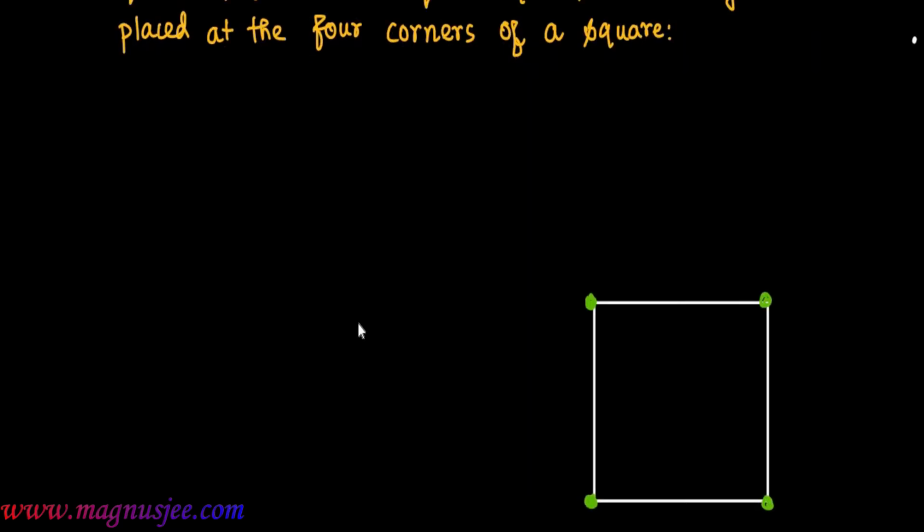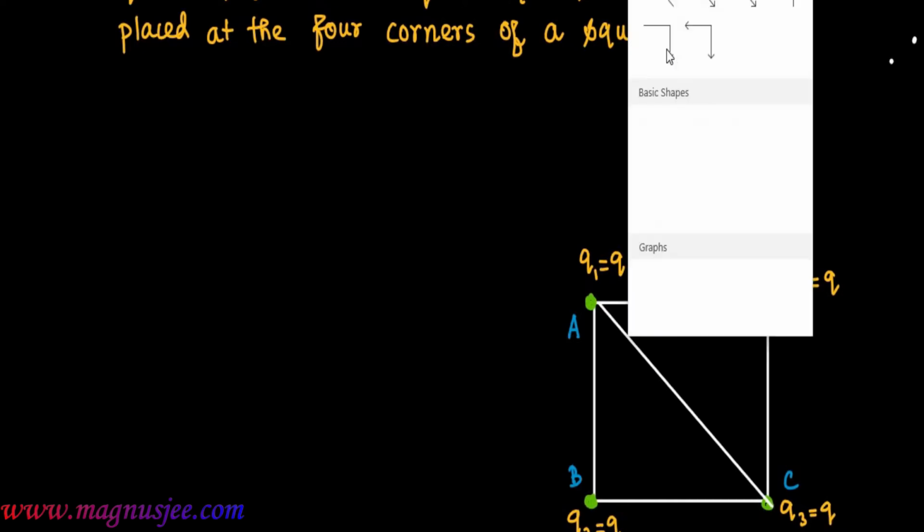This is a square. There are four like and equal charges Q1, Q2, Q3 and Q4 which are placed at the four corners of the square ABCD. ABCD are the four corners of the square.